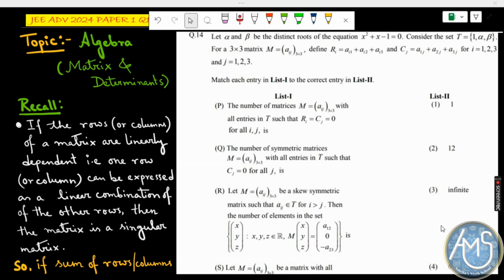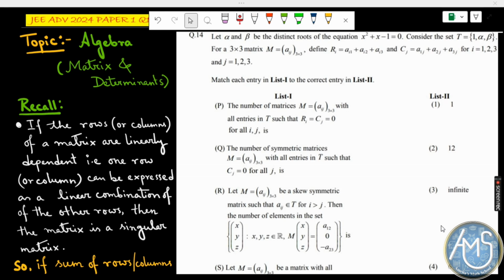Today we will solve question number 14 from JEE Advanced 2024 Paper 1, Section 4. This is a matching question, that means you have to match List 1 with List 2. List 1 has 4 parts and 4 options, and List 2 has 5 options.